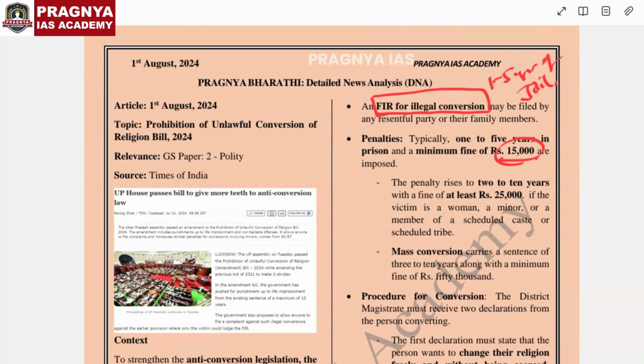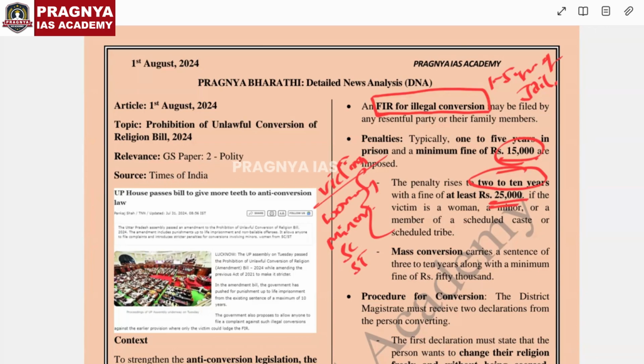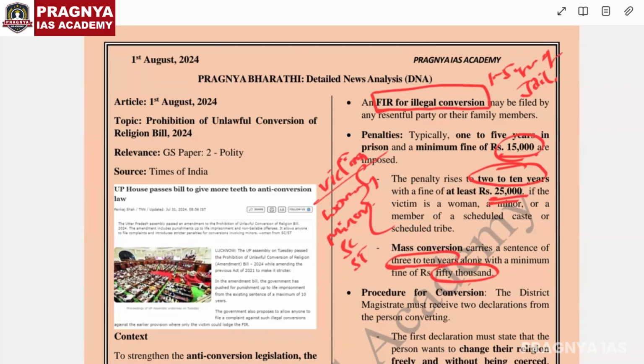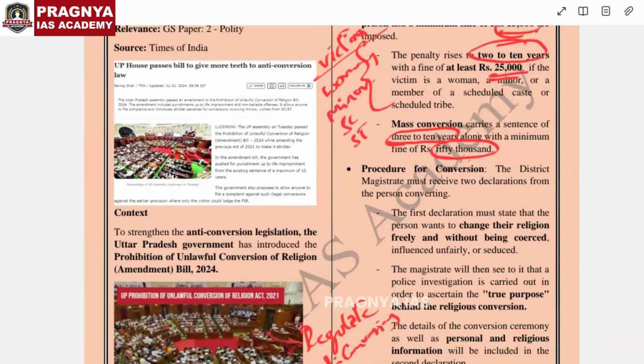And this punishment can be enhanced to 2 to 10 years with a minimum fine of 25,000 rupees if the victim is a woman or a minor or belongs to the SC or ST category. And in mass conversions, a punishment of 3 to 10 years with a fine of a minimum of 50,000 rupees. And if you repeat the offenses, the offenders may face up to double the relevant punishment. And any marriage conducted for the purpose of unlawful conversion is declared void. So this is the new act which was passed by the Uttar Pradesh government, and it is only limited to Uttar Pradesh itself.